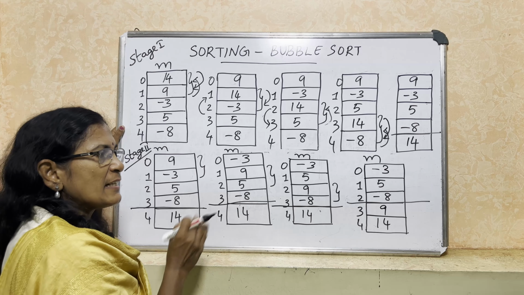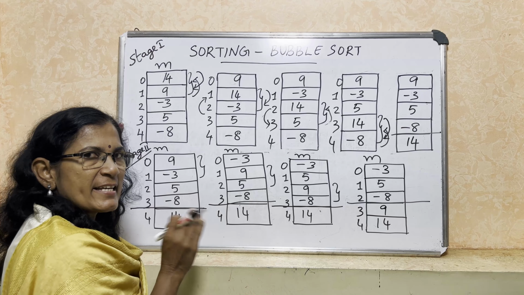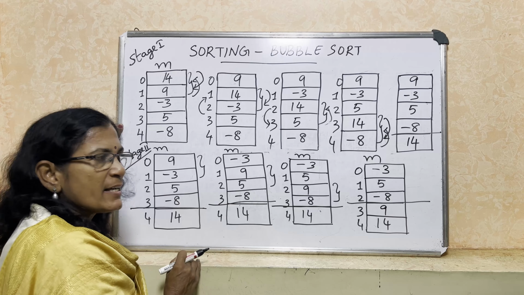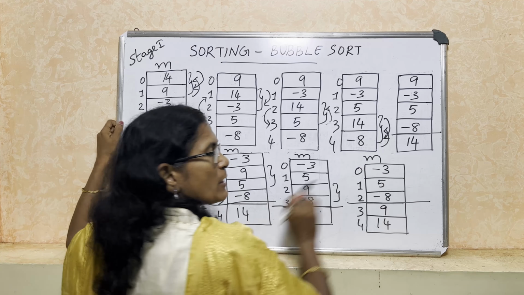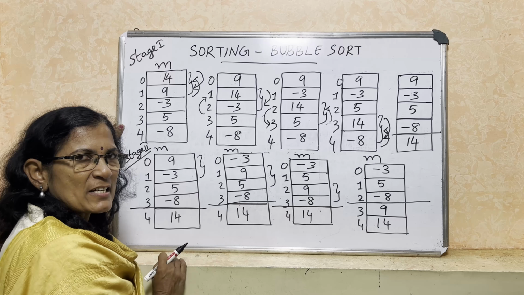Now still the array is not sorted. Minus 8 is smaller than 5 and minus 3. So minus 8 should be brought to the first cell. We have to continue the operation.